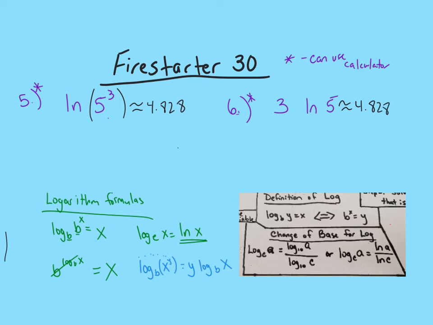4.828. So what I'm trying to illustrate is this formula right here, that if you have this little y, it can move out in front, and they're the same exact thing. That's going to be important when we go to solve, because the whole point of this is to get the letters out of the exponents. So we don't want to have more exponents than we need to. So it's actually going to be a very useful formula when we go to solve.